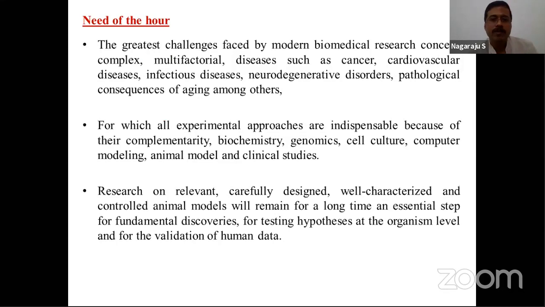Need of the hour: the greatest challenges faced by modern biochemical research concern complex, multifactorial diseases such as cancer, cardiovascular disease, and infectious disease. Several diseases are going to emerge, and we need several animal models for this, including transgenic animals. Carefully designed, well characterized, controlled animal models will remain for a long time for fundamental discoveries.